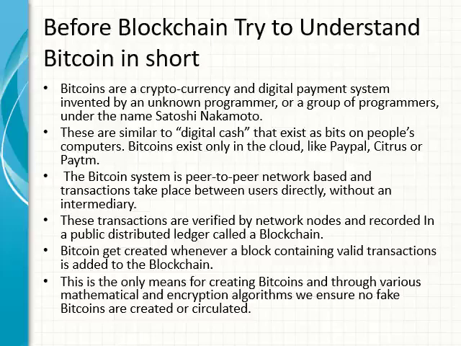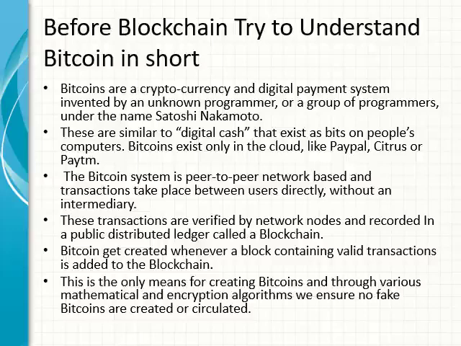The Bitcoin system is peer-to-peer network based and transactions take place between users directly without an intermediary. There is no need of any third party. The transaction will take place directly between the participants. These transactions are verified by the network nodes and recorded in a public distributed ledger called a blockchain. So blockchain provides the infrastructure for Bitcoin. The information about the Bitcoins, the owner of the Bitcoin and the transactions, all this information is stored in the blockchain.